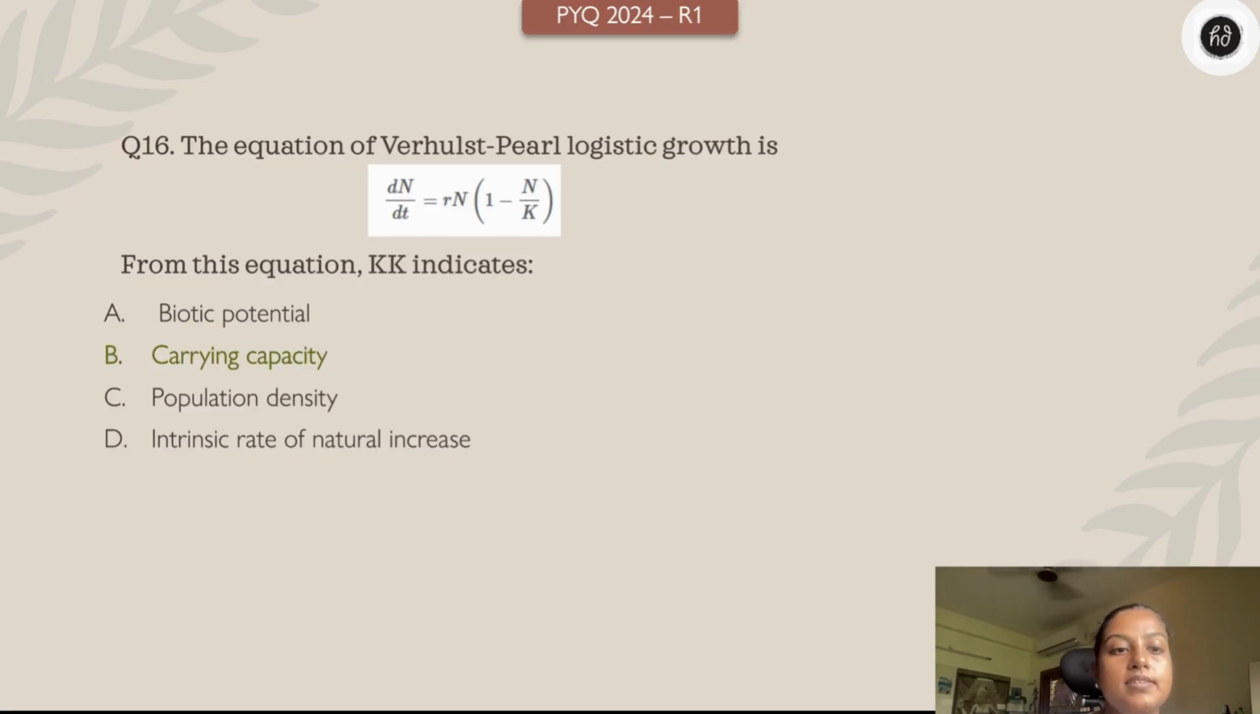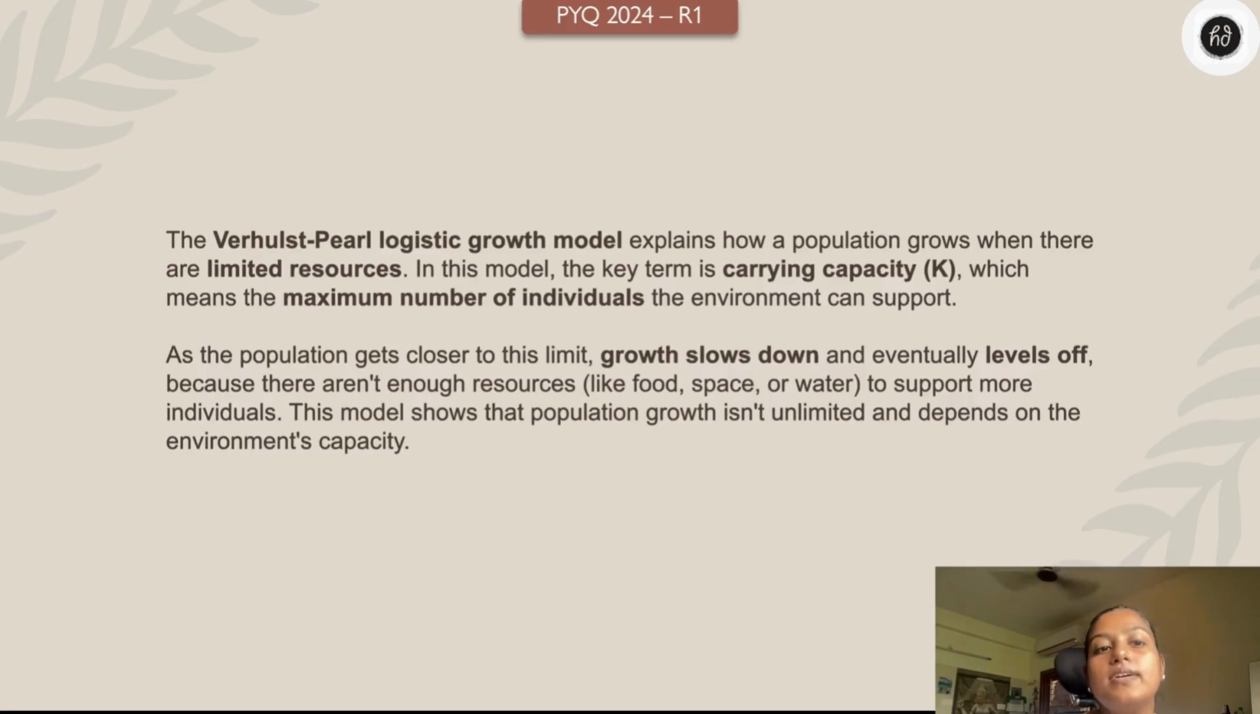Okay, so the answer is carrying capacity. Student, what is this Verhulst-Pearl logistic growth model? So basically, the model is trying to say that the population growth isn't unlimited and it depends on the environment's capacity, which means there are only limited resources. Correct. So that is what the model is explaining.